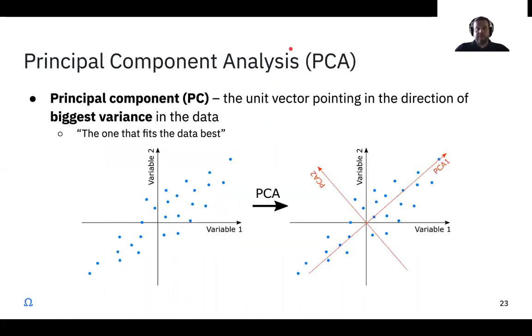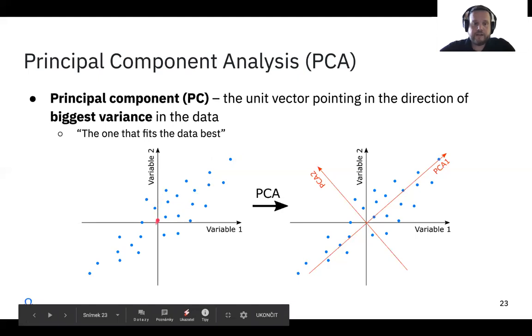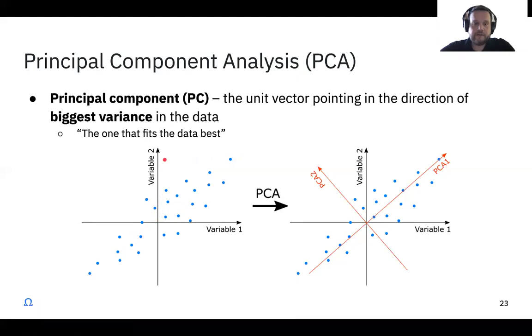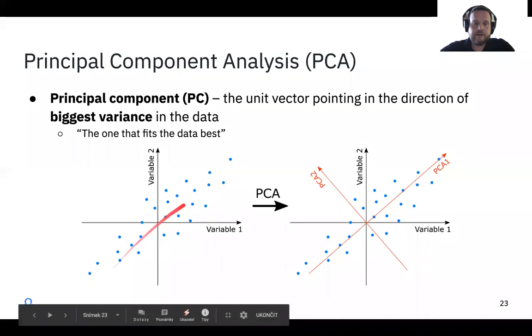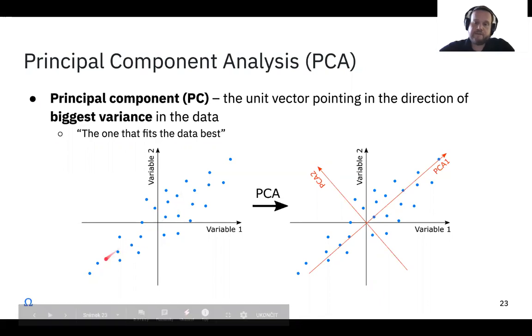First, let's start with principal component analysis. Principal component analysis tries to decompose your data into so-called principal components, and in each step, a principal component is the unit vector pointing in the direction of biggest variance in the data, which also corresponds to the one that fits the data the best. On this data set, we are trying to find an axis. We're going to rotate lines and find the one which captures the most variance.